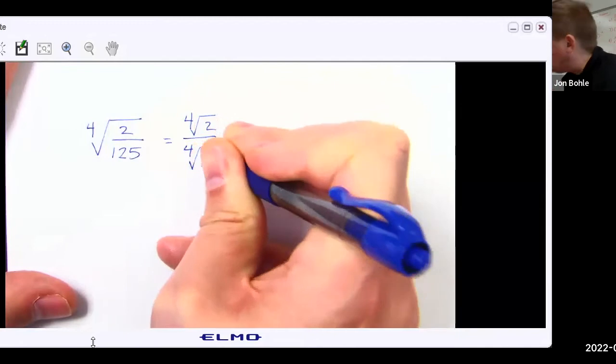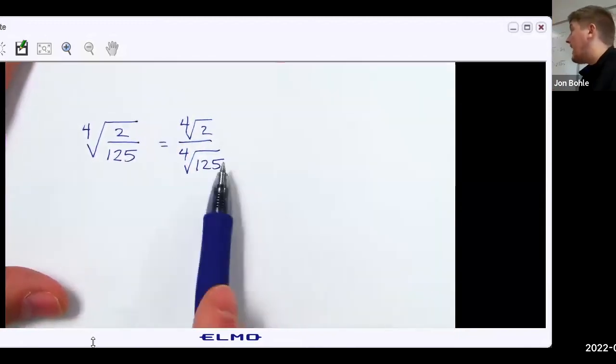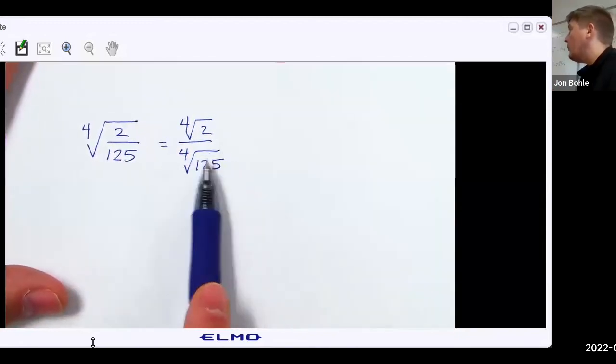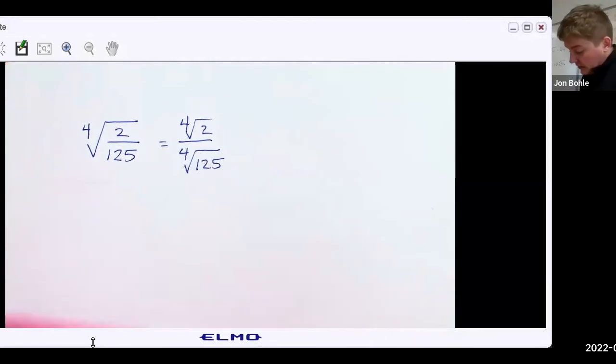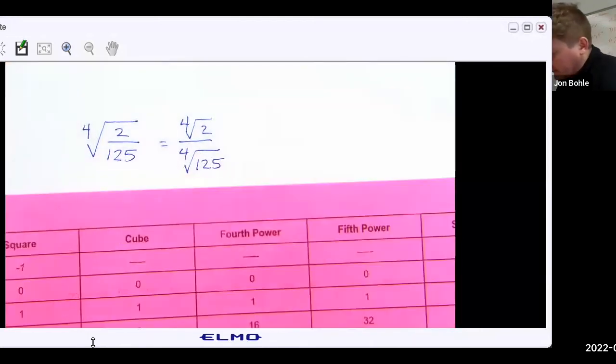So what I am going to start by doing is I'm going to split this up so I have a radical on top and a radical on the bottom. Okay, so then when I have this, I need to look at the bottom here, and I need to make the bottom a perfect what? I need to make it a perfect fourth power. So the thing I'm going to do is I'm going to start looking at my fourth powers.